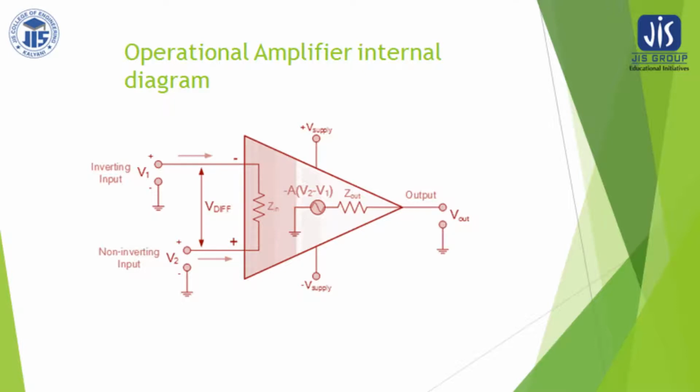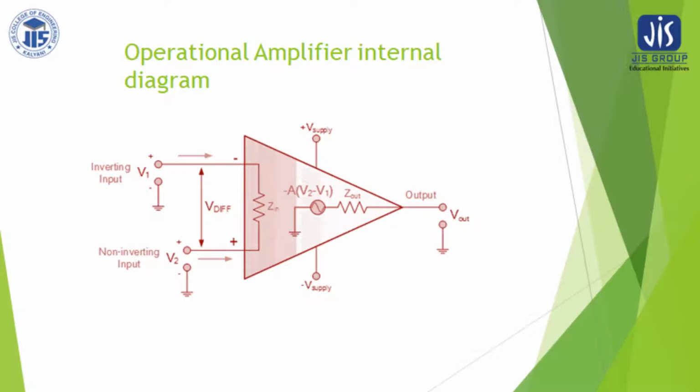The op-amp has a symbolic representation in this way. We can say it has 5 terminals, where V1 and V2 are the input voltage terminals. This is called the non-inverting terminal, and this is the inverting terminal. That means whenever V2 enters the op-amp, it faces a 180 degree phase shift. That is why it is the negative terminal. V1 faces no phase change. That is why it is the plus terminal.